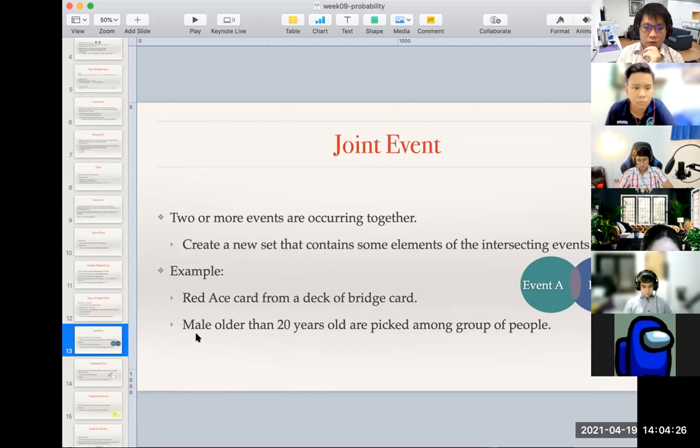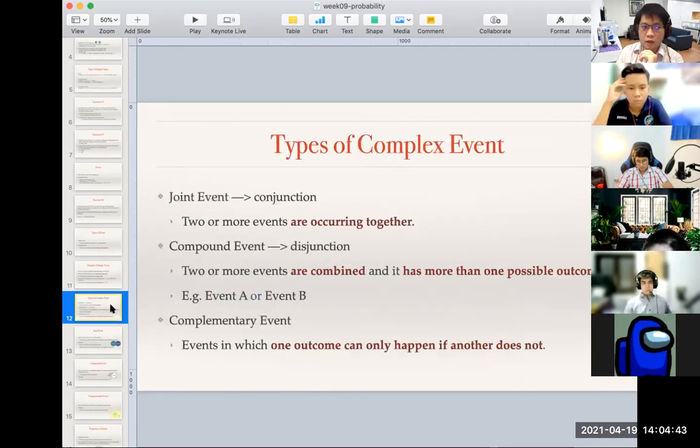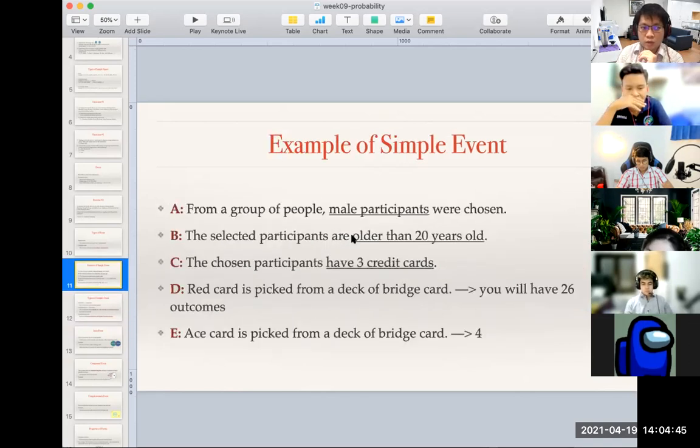Like this one: male older than 20 years old are picked among a group of people. So it's already a complex event. The first requirement is male, the second is older than 20 years old. Like in these previous examples, if I have male older than 20 years old and also have three credit cards, you see, earlier I have already combined three simple events to become one complex event of the type joint event.